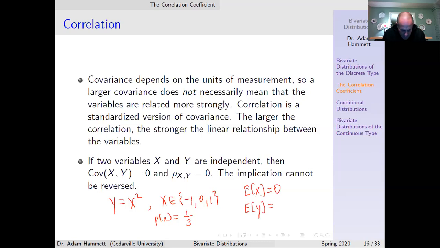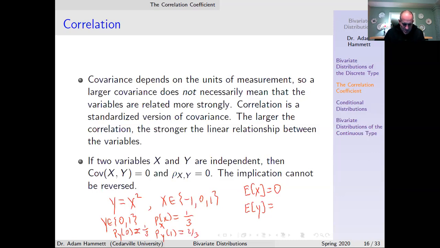Well, the expected value of Y, now think about it, since Y is equal to X squared, Y belongs to {0, 1}. That's it. And what is the probability for Y of being 0? This was the probability for X. What was the probability for Y of being 0? Well, that happens whenever X is 0, which happens with probability 1/3. And on the other hand, the probability for Y of being equal to 1, that happens whenever X is equal to either plus or minus 1. And so that happens with probability 2/3.